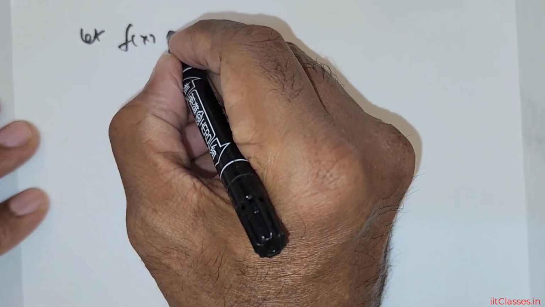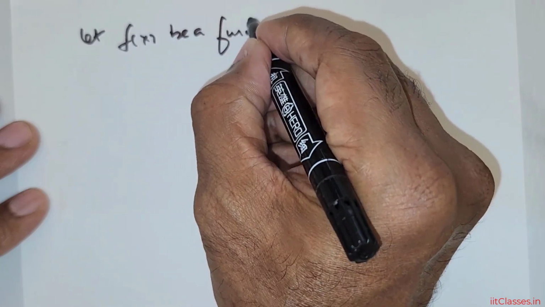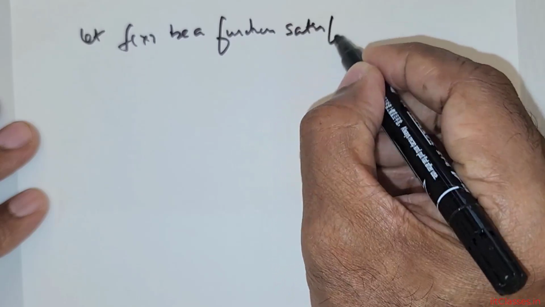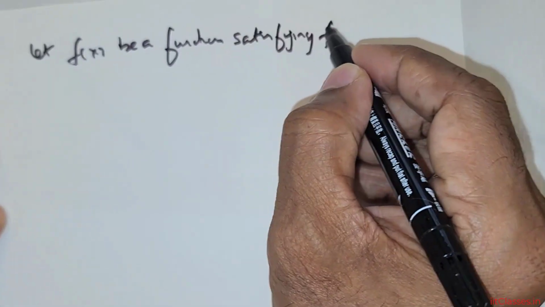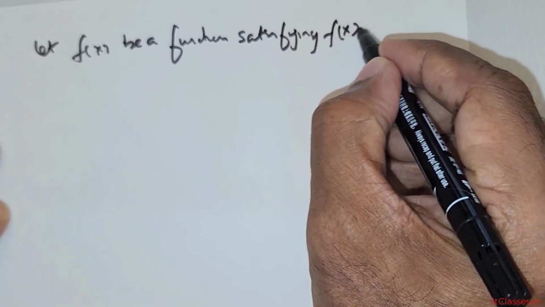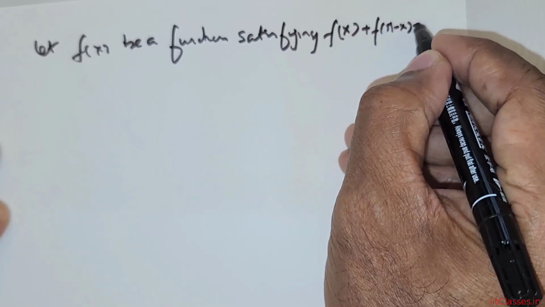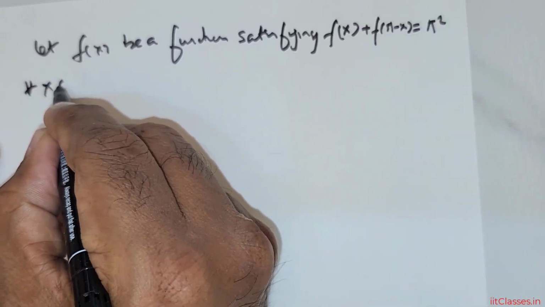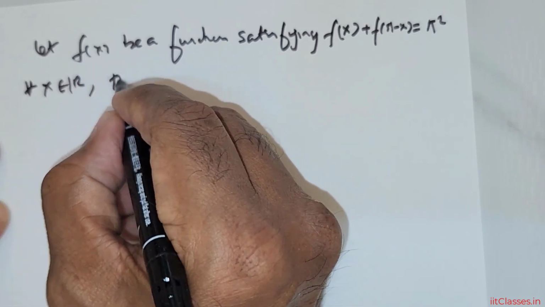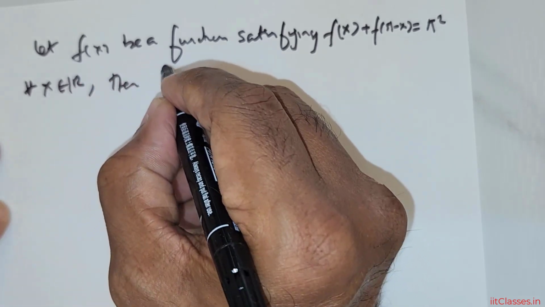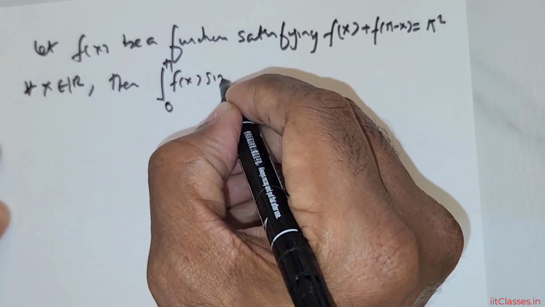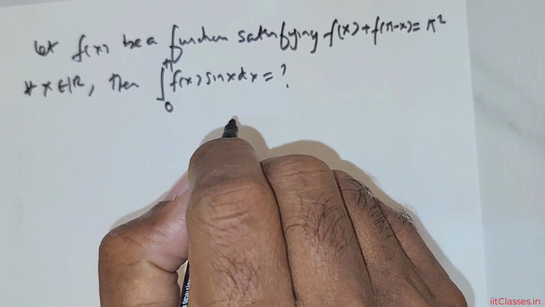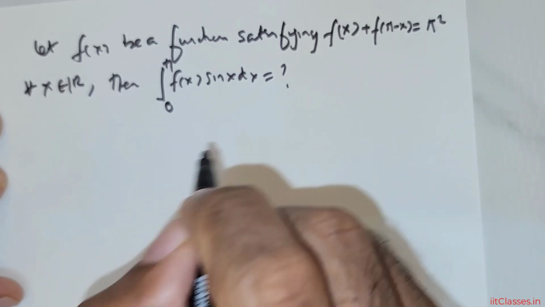We've been given this question. Let f(x) be a function satisfying f(x) + f(π − x) = π² for every x ∈ R. Then the integral from 0 to π of f(x) sin x dx is equal to what? So we are expected to get this output.